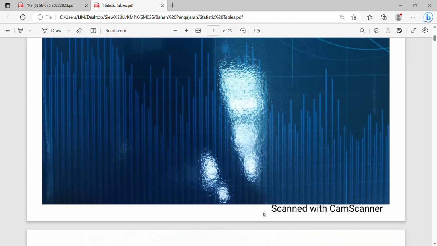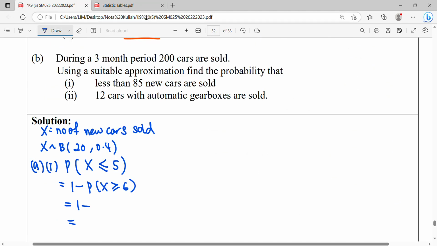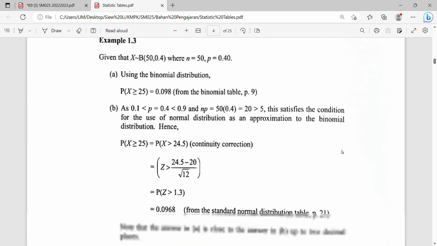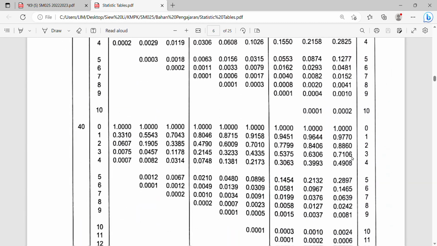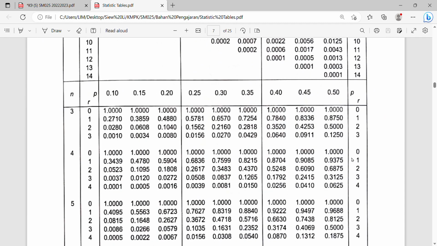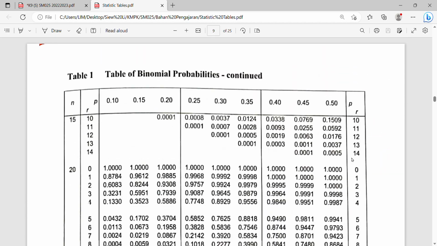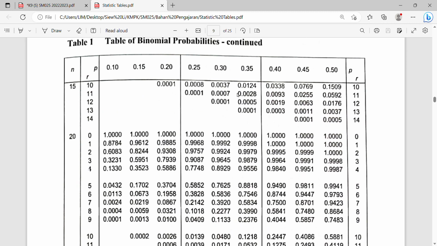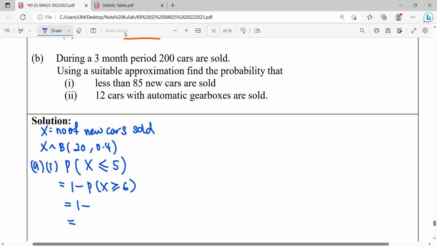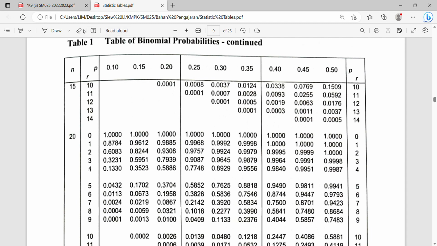N, just now N is 20, 0.4, so N 20, 0.4. Page 7, okay, 20, 0.4. Okay, the reading of 6. So the reading of 6 here is 8744.